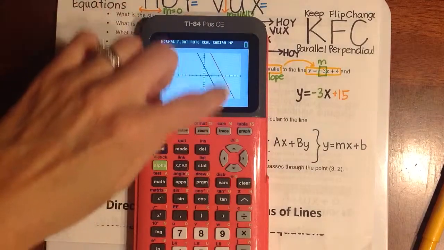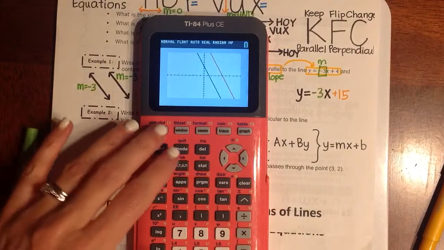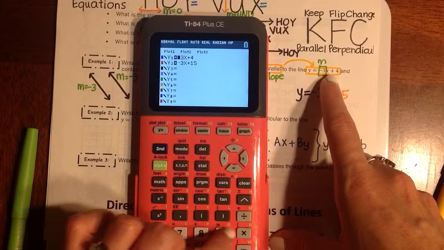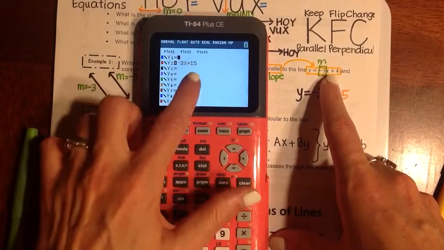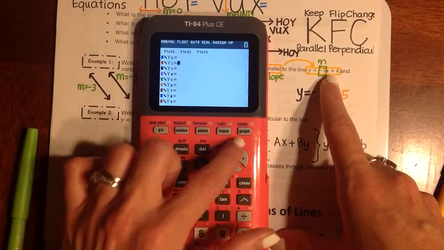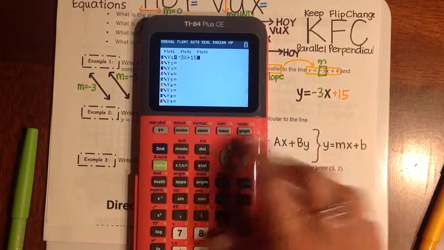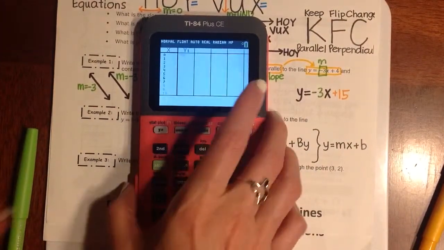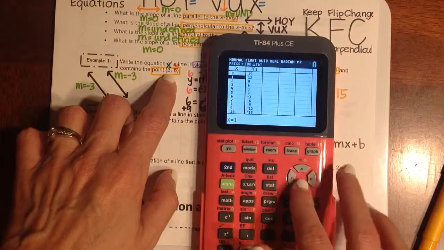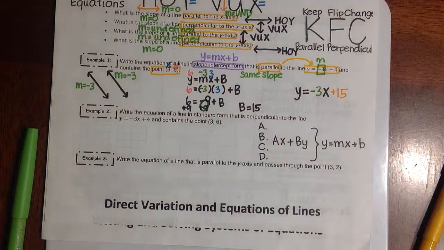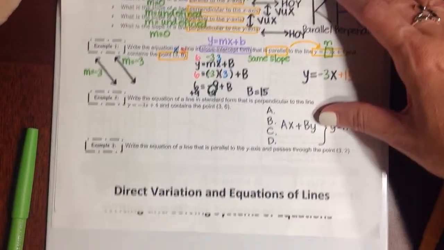And it does appear that they are parallel. Then I'm going to erase this negative 3x plus 4 line and clear this out. I'm going to type in the equation that I came up with, because I want to check in my table that it does have the point 3, 6 like they asked, that my math was correct, and you can see it clearly is. So now I know I have the correct equation.